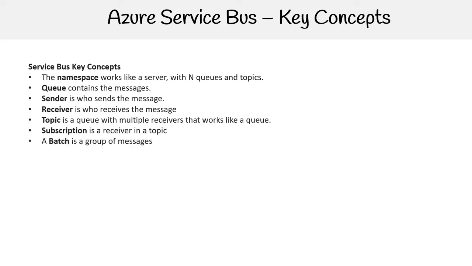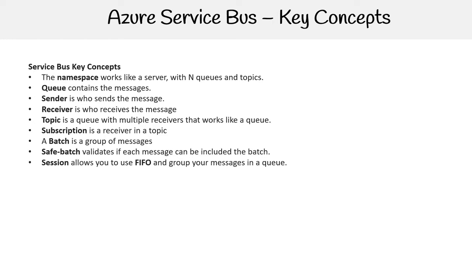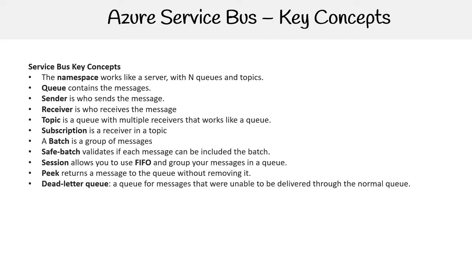A batch is a group of messages. A safe batch validates if each message can be included in the batch. Sessions allow you to use first in, first out, and group your messages in a queue. Peek returns a message to the queue without removing it. Dead letter queue, a queue for messages that were unable to be delivered through the normal queue.